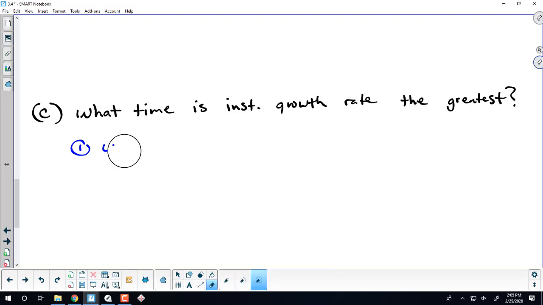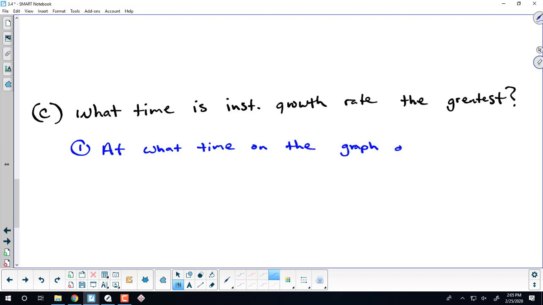So let me say, at what time on the graph of P of t is the slope greatest? Okay, so that's one way to answer it. Just put your pencil down on the curve. The way we're answering both of these is by using technology. So we're going to look at the graph of P of t.